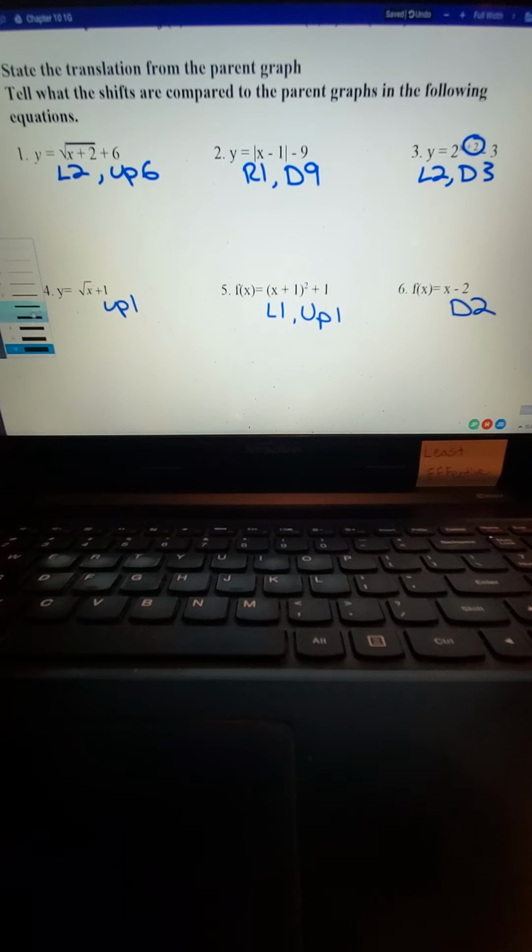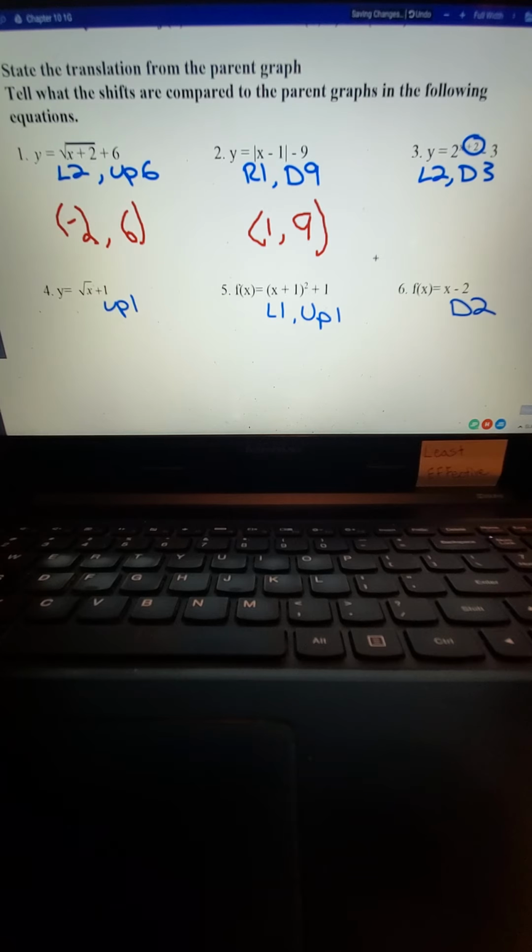Our vertex would be negative 2, 6. That's where we would start, all right? Now for 2, we have our v, the absolute value. Now we have minus 1 inside, so we're right, and then negative outside, so that means we're down. So our new vertex, the start of our v, is 1, 9.